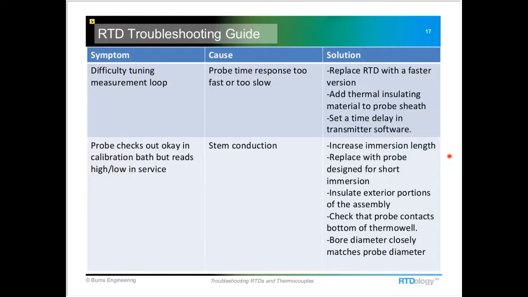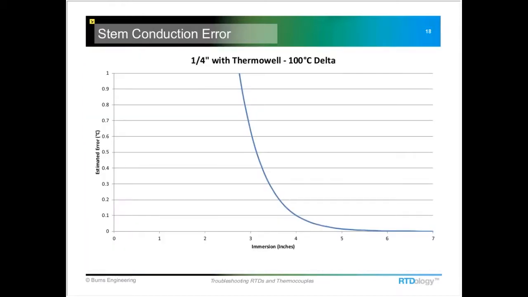The last thing on the solution list would be to make sure that the temperature probe is sized correctly for a Thermowell in those situations where there is a Thermowell. If the probe diameter and the bore diameter are not matched up closely, that can also cause a bit of a temperature measurement error.